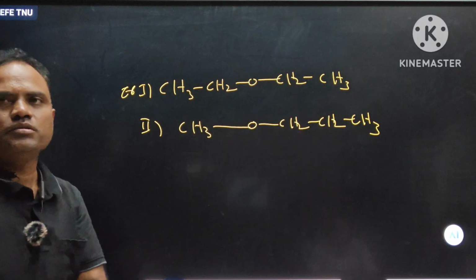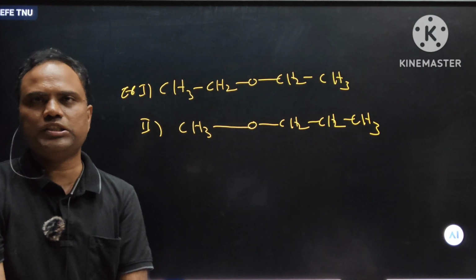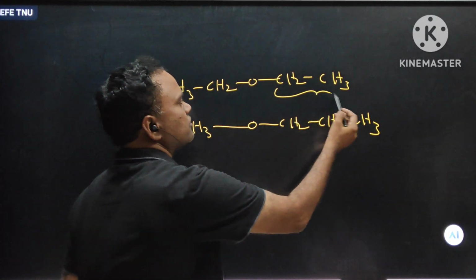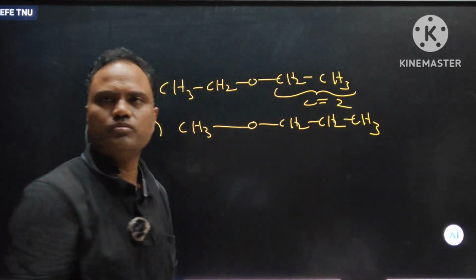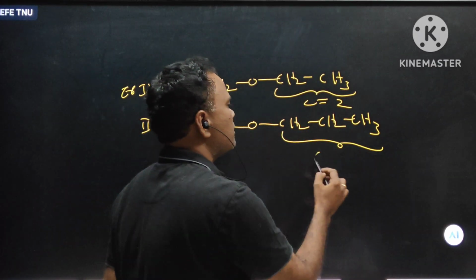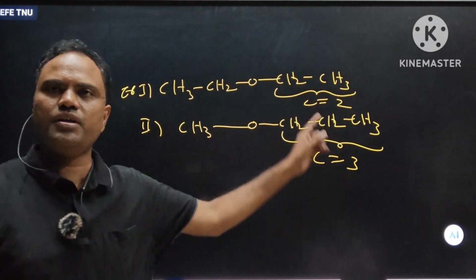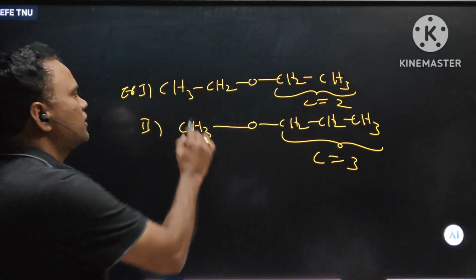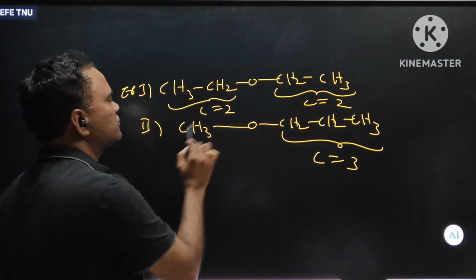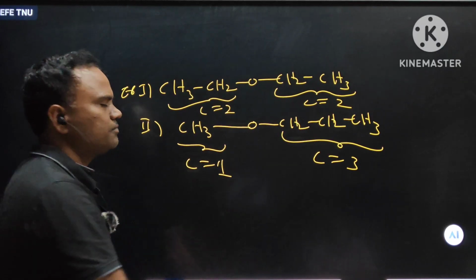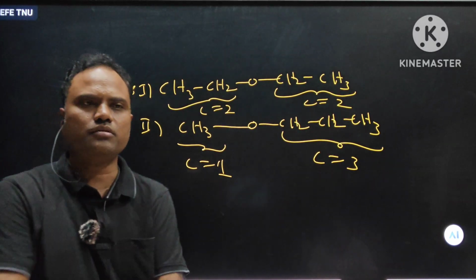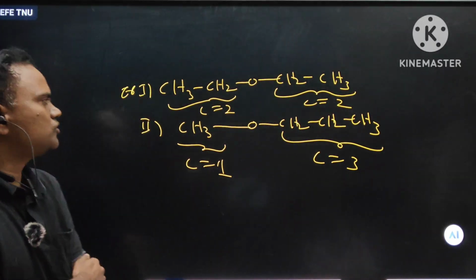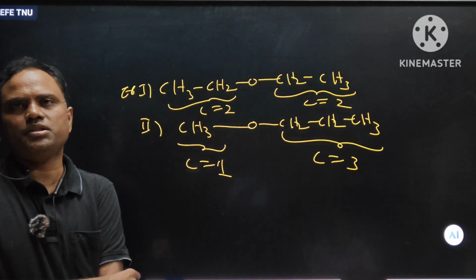Right. 2 ethers are there. Check the right hand side chain. Number of carbons are 2. Here number of carbons are 3. So difference is there. Yes, one side condition is satisfied. Now coming to the left hand side. Here number of carbons are 2. Here number of carbons are 1. Condition is satisfied. So both are metamers.